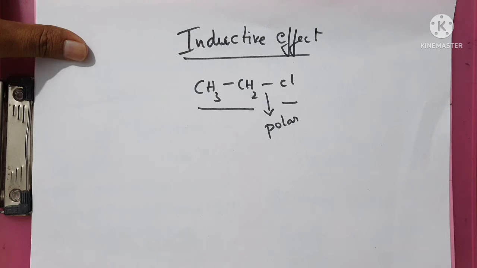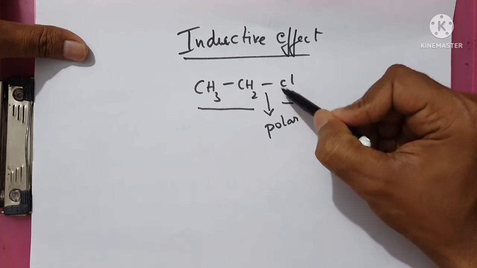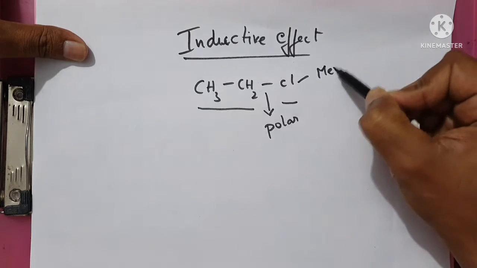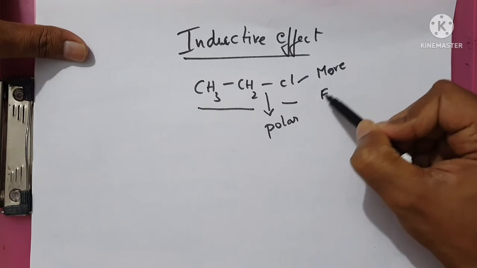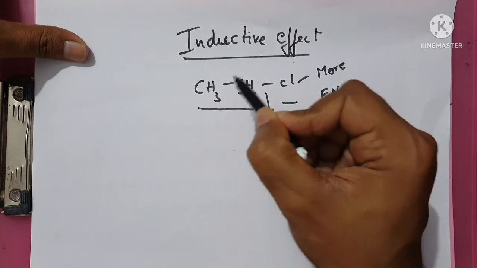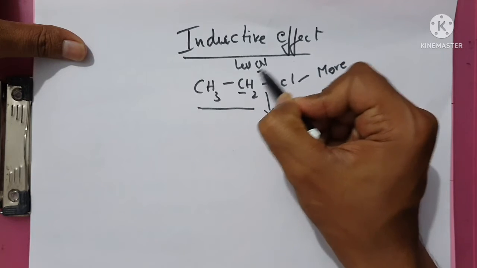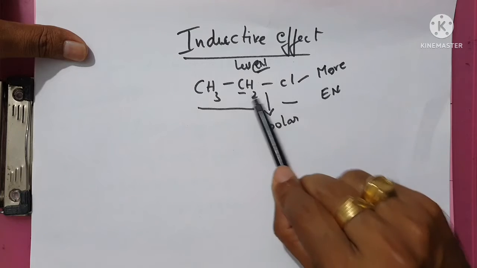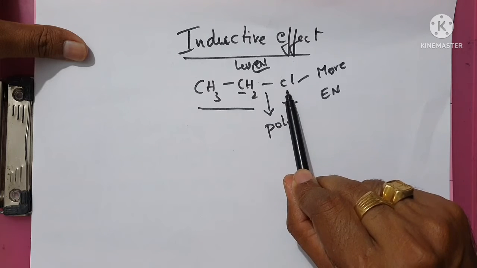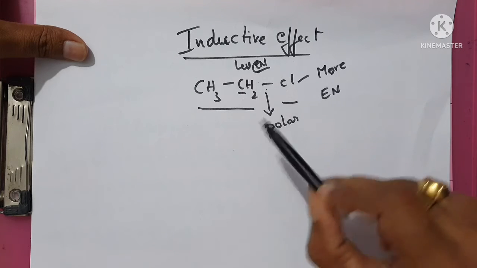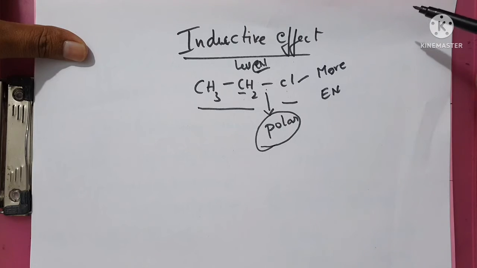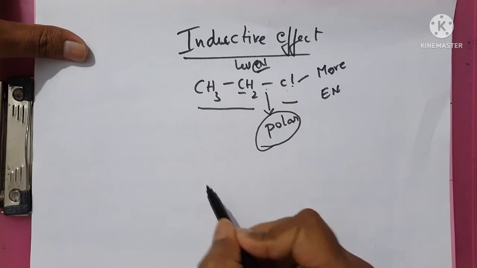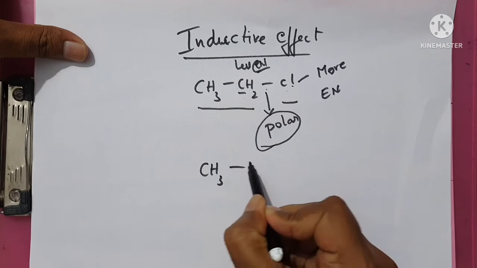So why is it becoming polar? It is because this element, chloride, is more electronegative than the carbon, which is less electronegative. Because there is a difference in electronegativity between chloride and carbon, this bond becomes polar. I'll just show you, so you can understand still better, children.